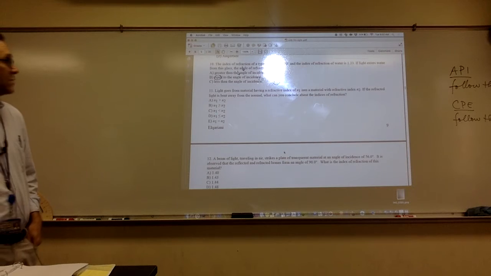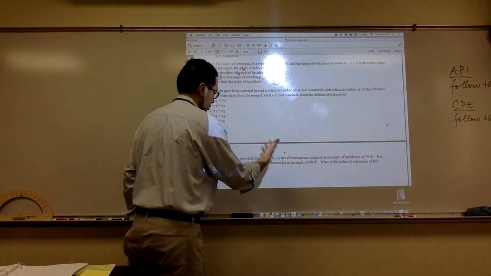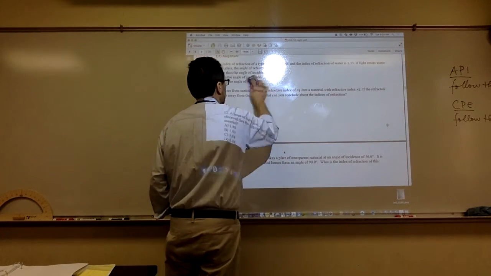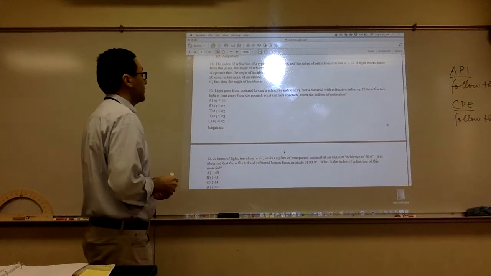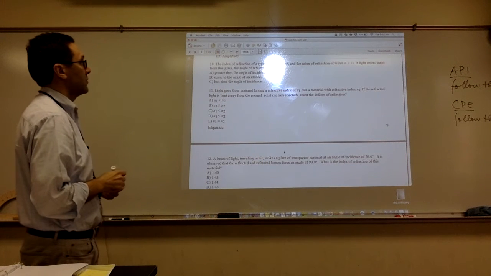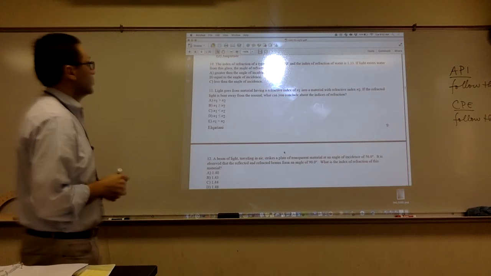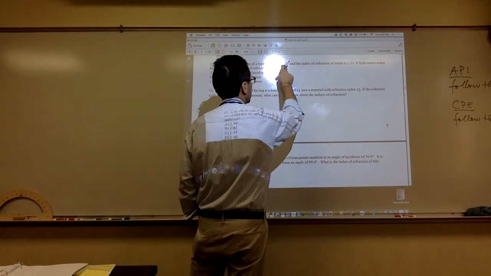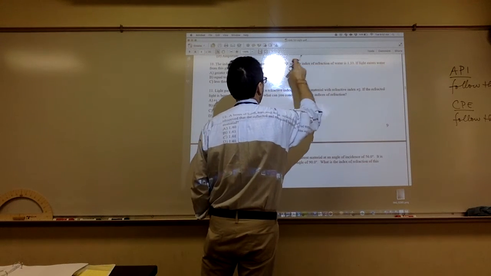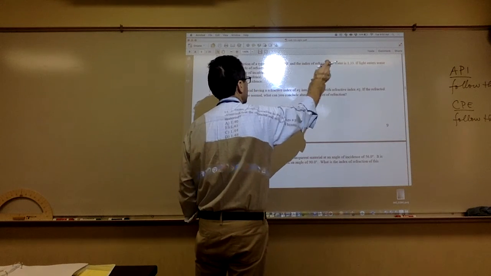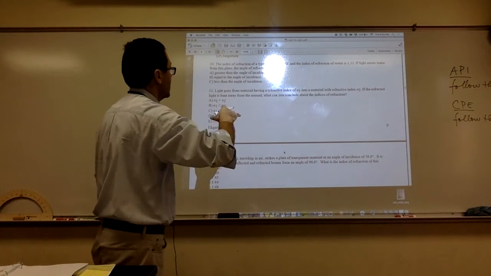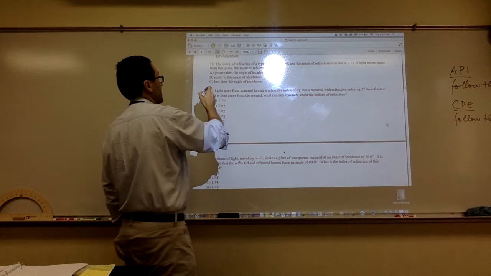And the amplitude has to change because you're interacting with the water. Okay. The index of refraction of a type of glass is given, and the index of refraction of water is given. So you're going from glass to water, from more dense to less dense. So the n drops, which means the angle has to get greater.